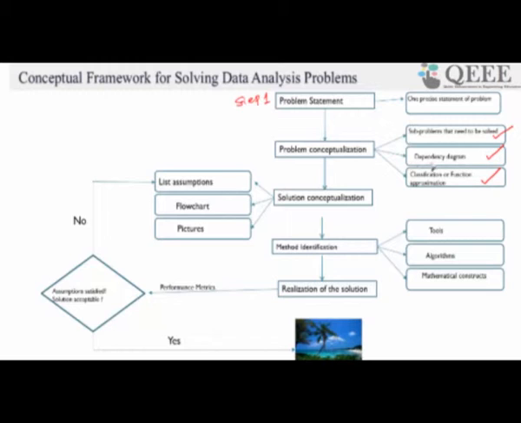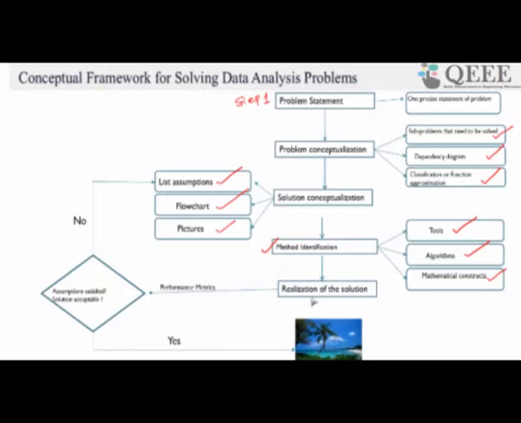Once you do this problem conceptualization, next is the solution conceptualization. Depending upon whether you want to solve a classification problem or function approximation problem, you need to write the assumptions and the steps involved in those problems. You need to put it in the form of flowcharts and pictures. Once you do that, we need to identify what tools are needed to solve these problems, what algorithms should be applied, and what mathematical constructs are needed in solving this problem. That is step 4, which is method identification.